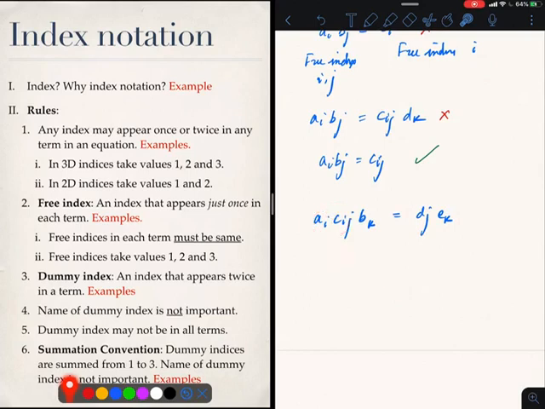Dummy. Okay. And as we said, a dummy index need not be there in all terms, and it is not over here.